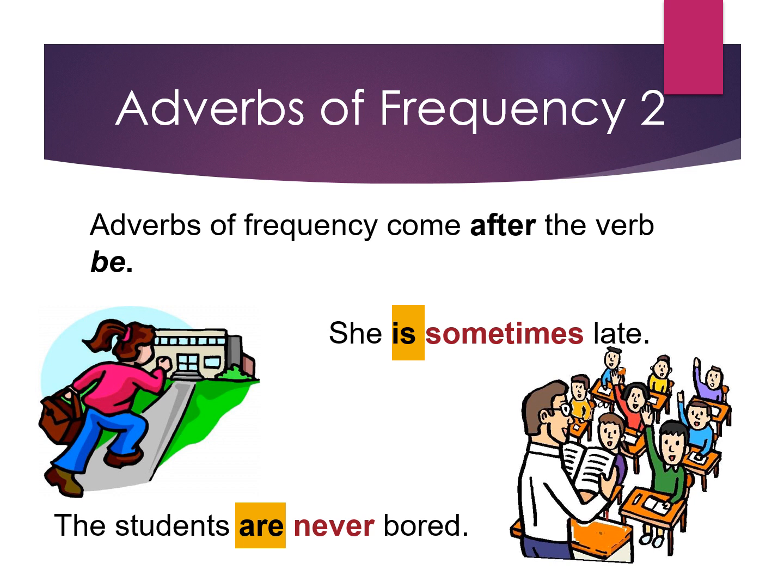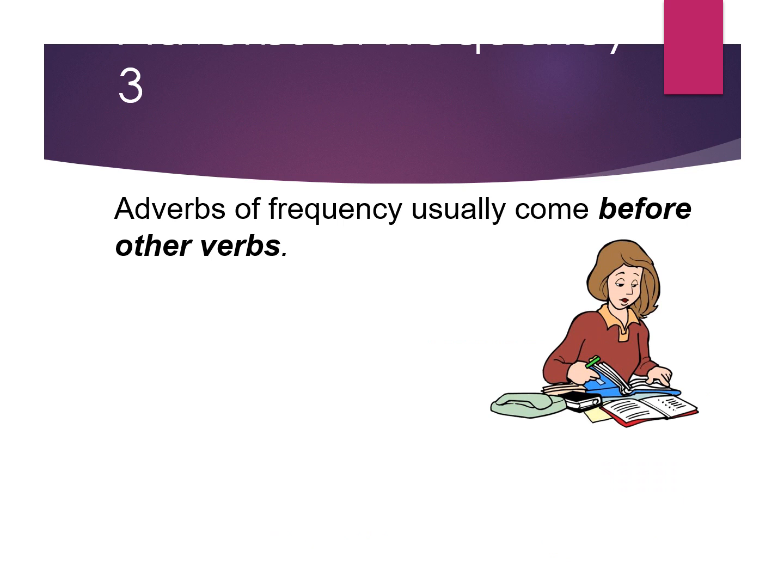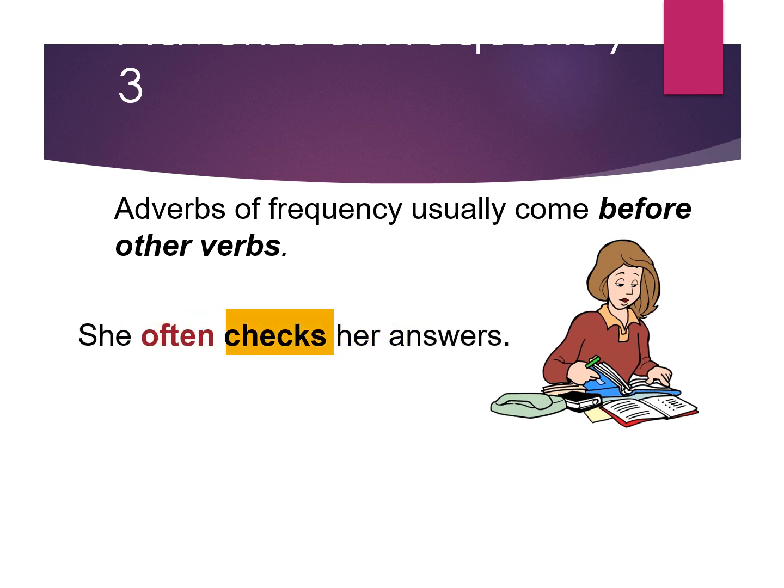The students are never bored. Are is the verb be, and right after we have the adverb of frequency. Adverbs of frequency usually come before other verbs. We're talking about action verbs in this case. And we say, she often checks her answers. Look, that often is right before the word checks, which is the main verb.